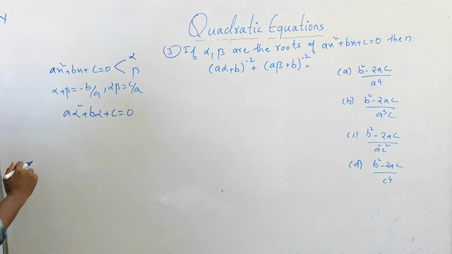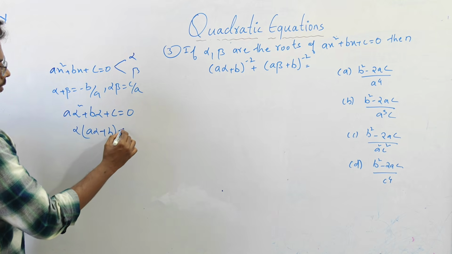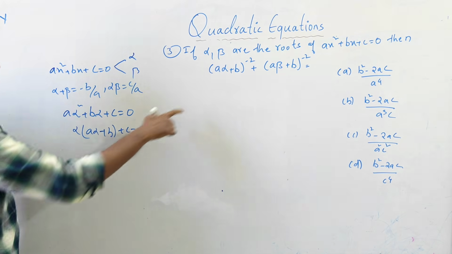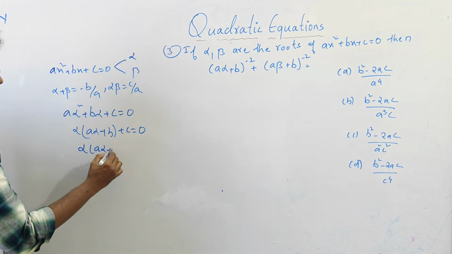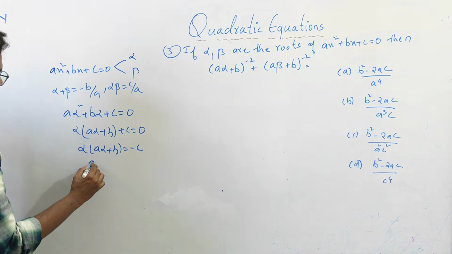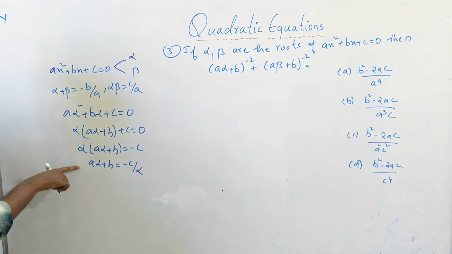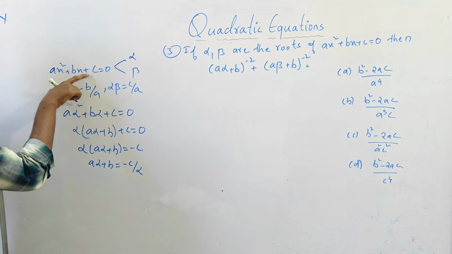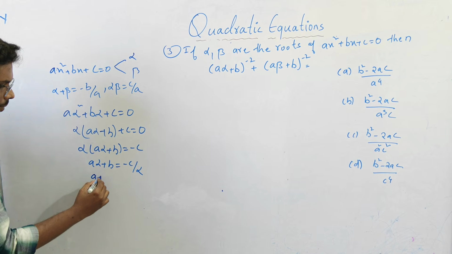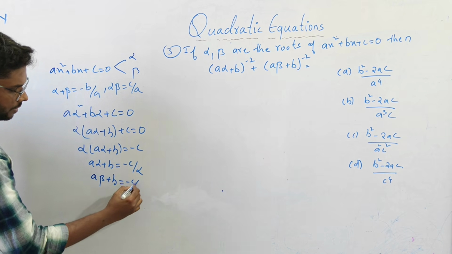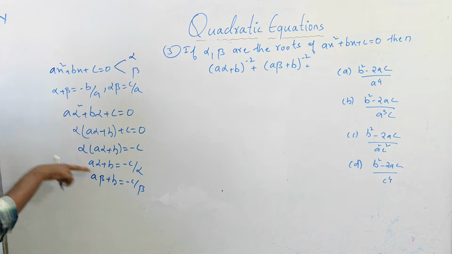From here, if I take alpha common, what do I get? alpha (a alpha plus b) plus c, which is equal to 0. Now if I send c to the other side, alpha is common: a alpha plus b equal to minus c by alpha. Similarly, beta is a root of this equation, so beta must satisfy this equation. So directly can I write here a beta plus b equal to minus c by beta? The same thing we will get, with beta common.